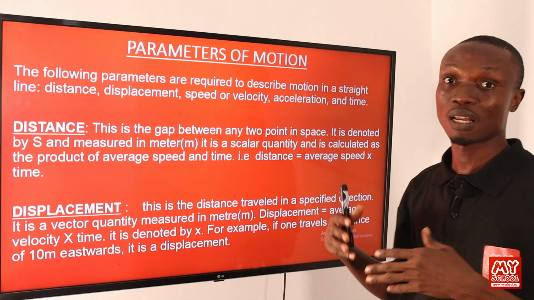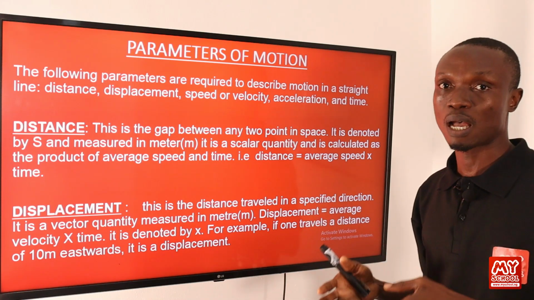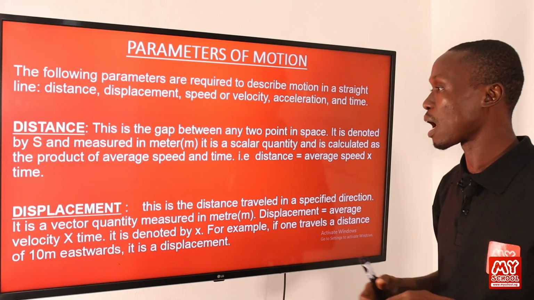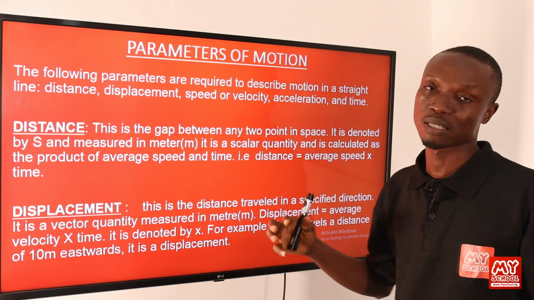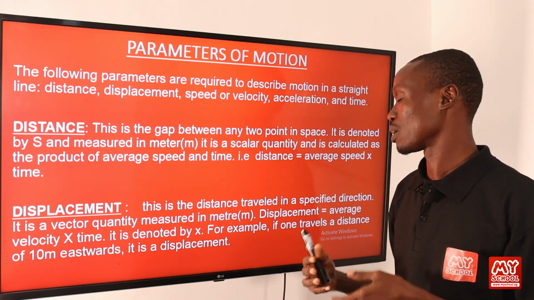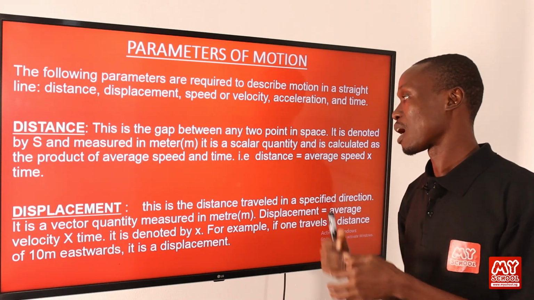Now, distance is a scalar quantity. That means that it has magnitude, but it does not have direction. And distance is calculated as the product of average speed and time. The product of average speed and time.